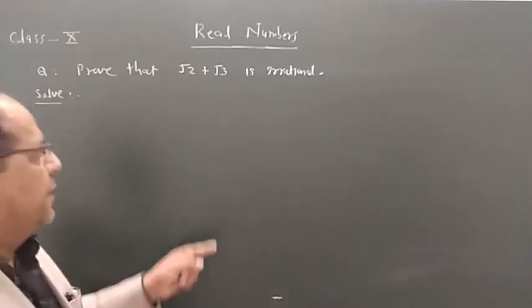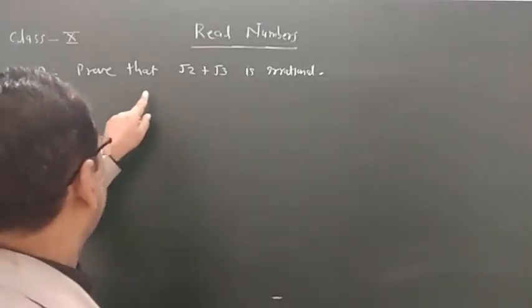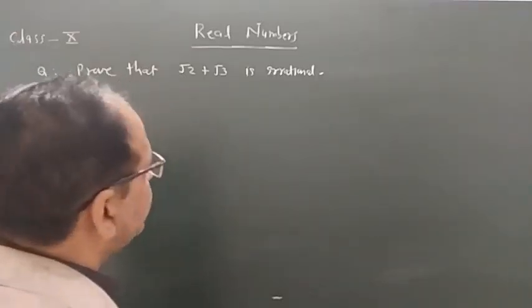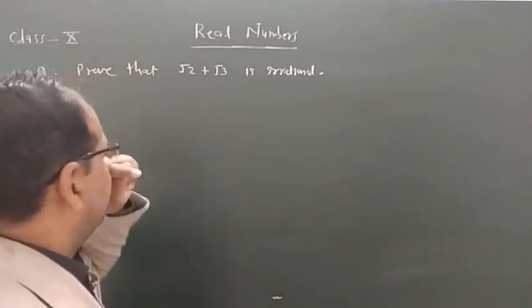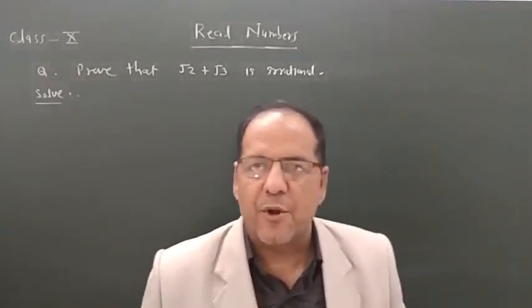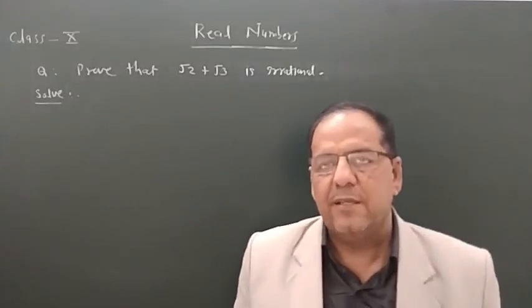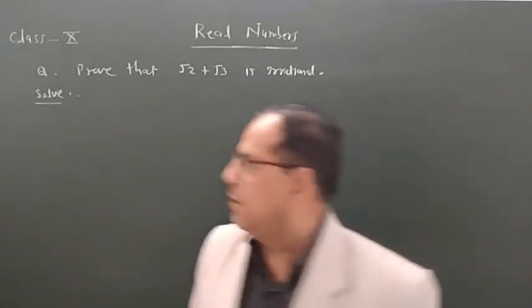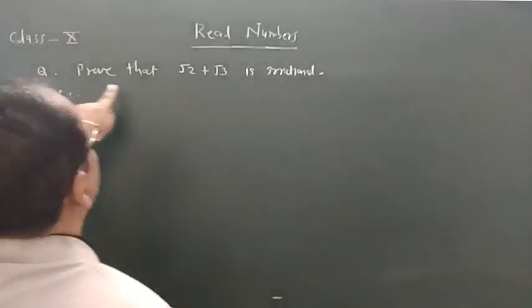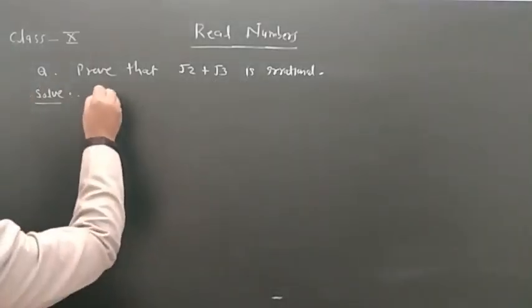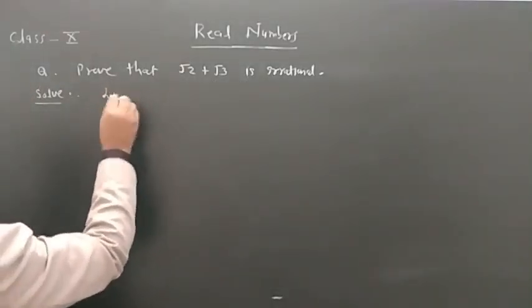Now I am taking one more problem based on the theoretical concept that if any prime number divides the square of any positive integer, then this prime number also divides the given positive number. So the problem is: prove that under root 2 plus under root 3 is irrational. Let us start with this.